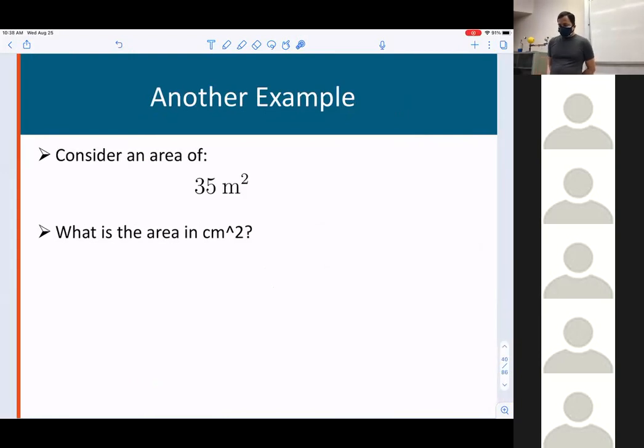Here is, I think this is a Top Hat question. See if you can figure out what is the area.